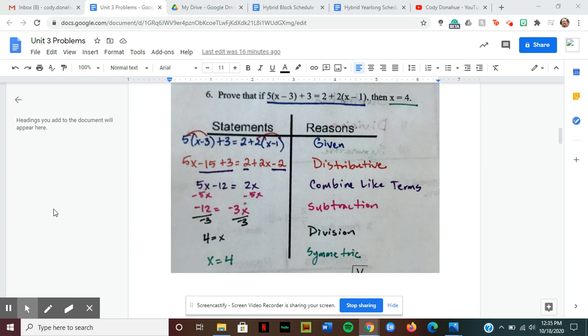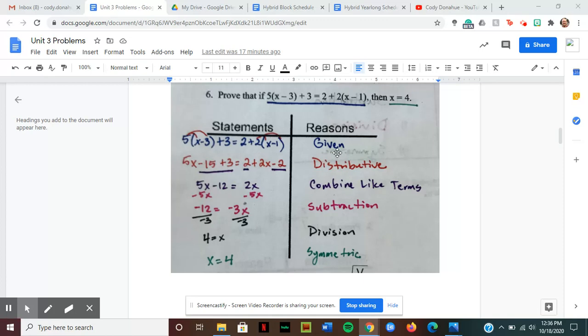All right, so continuing on with our 3.4b worksheet, I've worked out number 6 for you as well, okay? So we see up here, number 6 says, prove that if 5 times (x minus 3) plus 3 is equal to 2 plus 2 times (x minus 1), then x equals 4. Okay, so this time they didn't give you the statements or the reasons. You had to do all the work on your own.